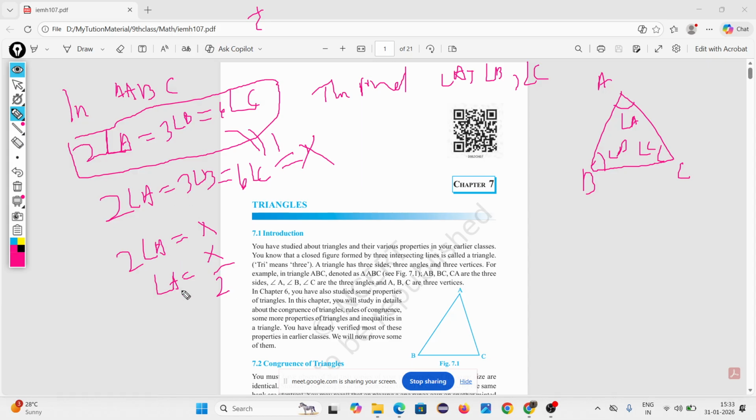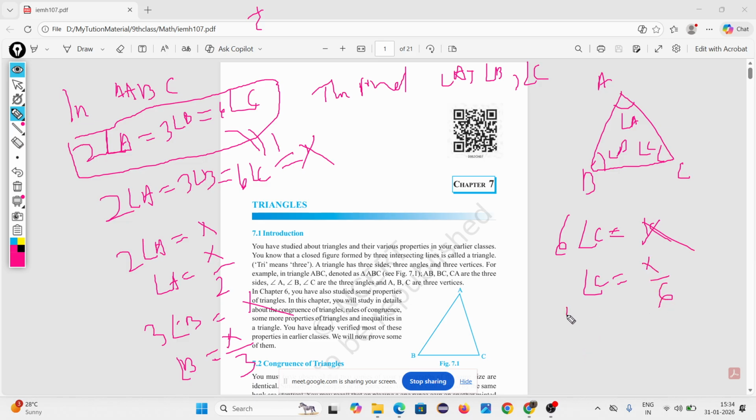Okay. Then 3 angle B equals X, so angle B equals X upon 3. Same thing, 6 angle C equals X. Angle C equals X upon 6.